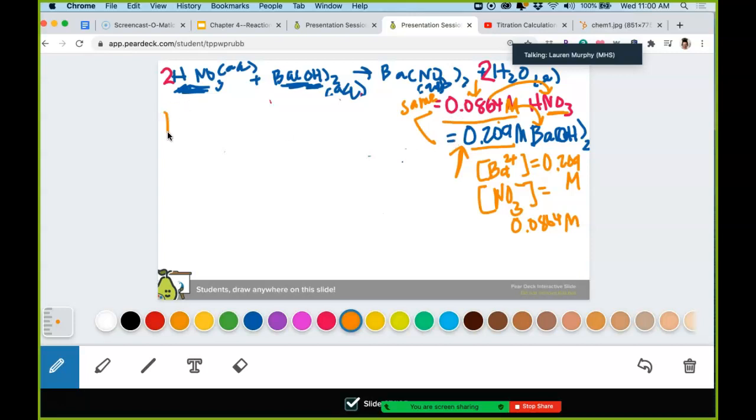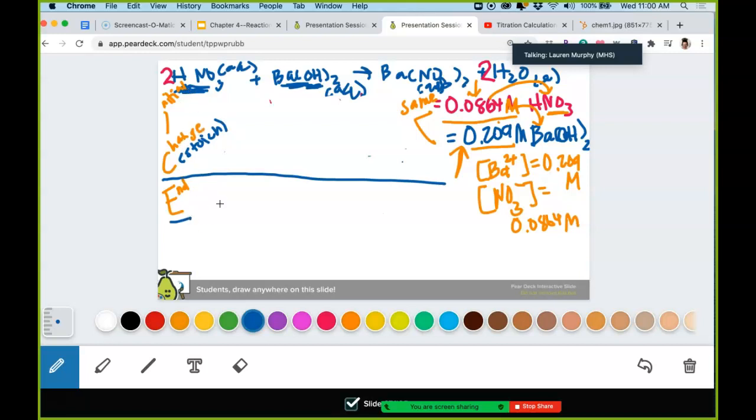Okay, so ice chart, ICE. I stands for initial, C stands for change, and E technically stands for equilibrium, but for right now we're not going to equilibrium, we're going to go to the end of the reaction. So this is how much you have to start off with. This change row is found using stoichiometry, mole to mole ratio. If you combine the I and the C, you'll get your answer for the end. So let's plug the numbers in.